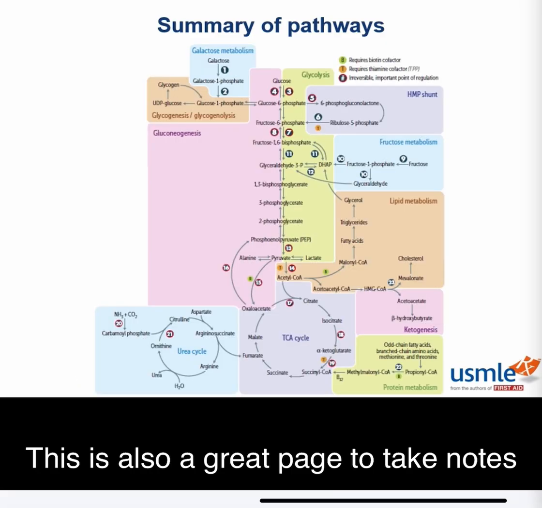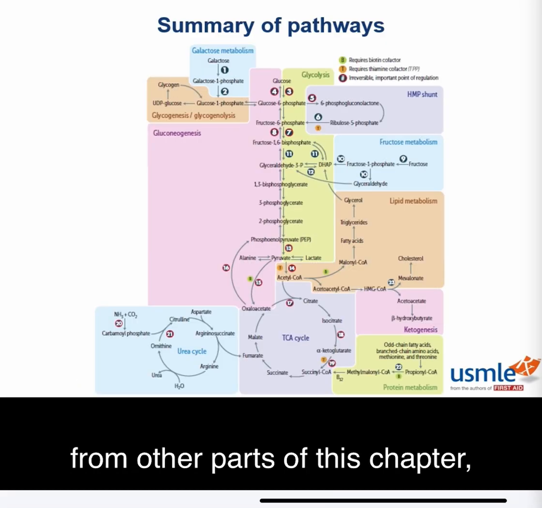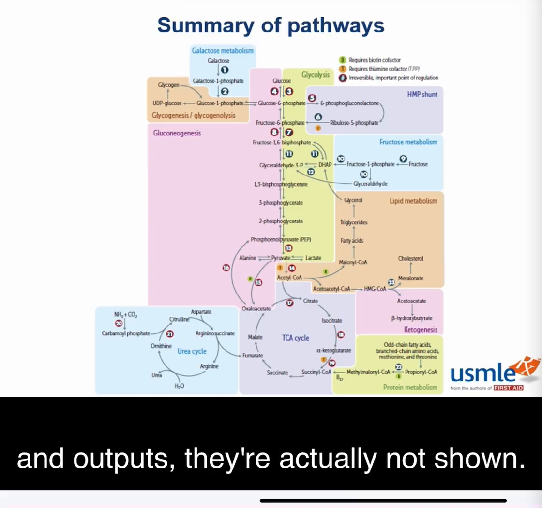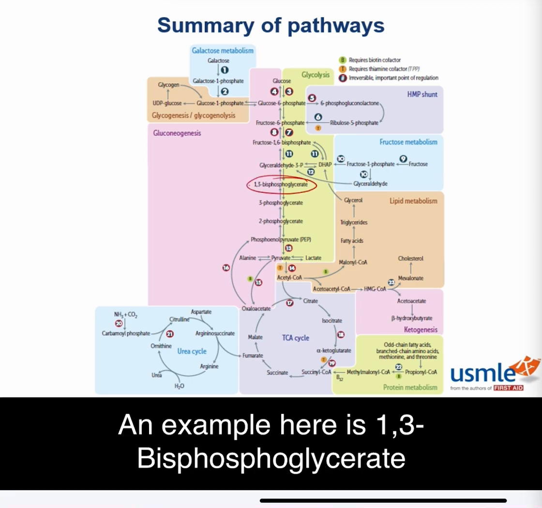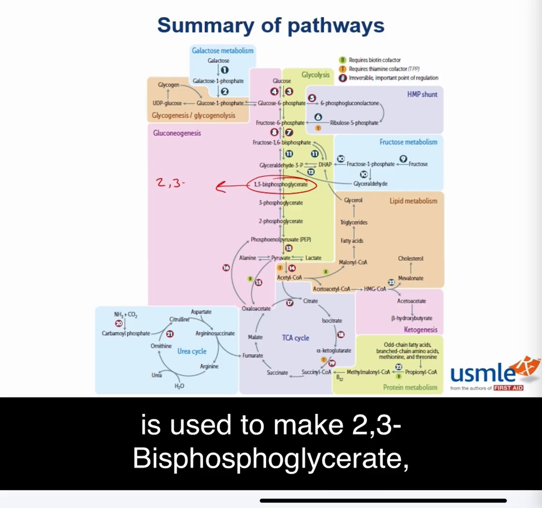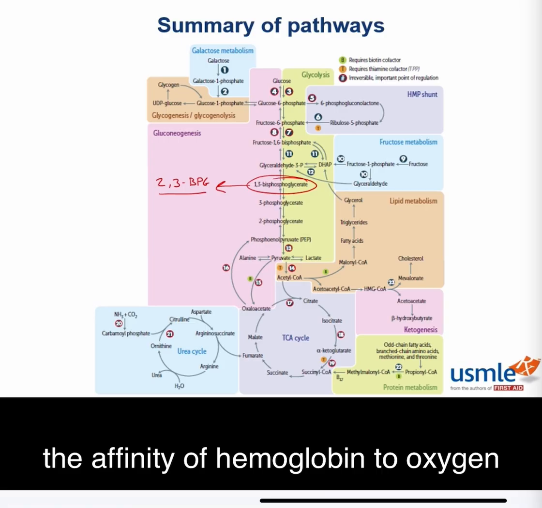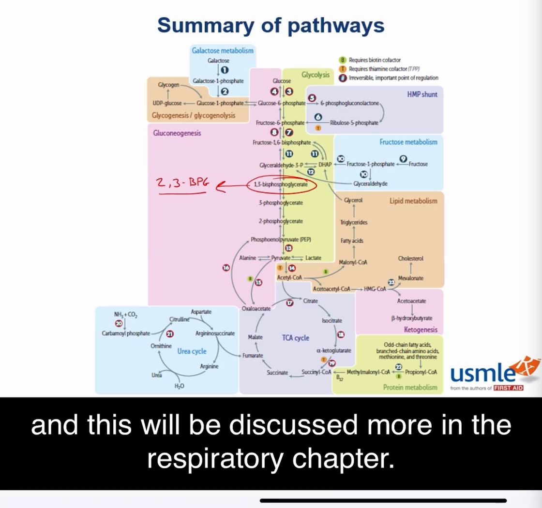This is also a great page to take notes from other parts of this chapter or even from other chapters, since there are a lot of inputs and outputs that are actually not shown. An example here is 1,3-bisphosphoglycerate is used to make 2,3-bisphosphoglycerate, which is used in erythrocytes to reduce the affinity of hemoglobin to oxygen, and this will be discussed more in the respiratory chapter.